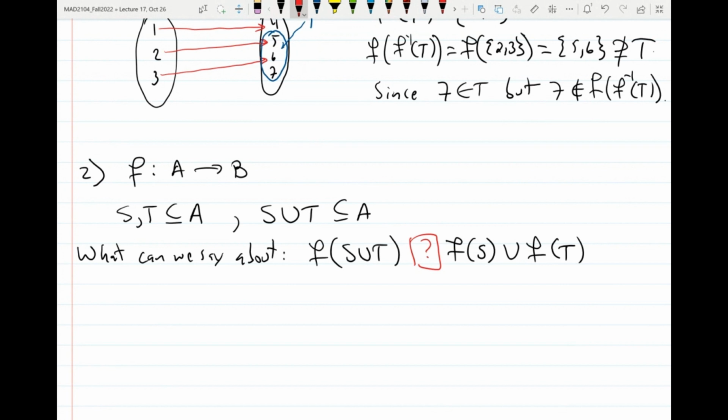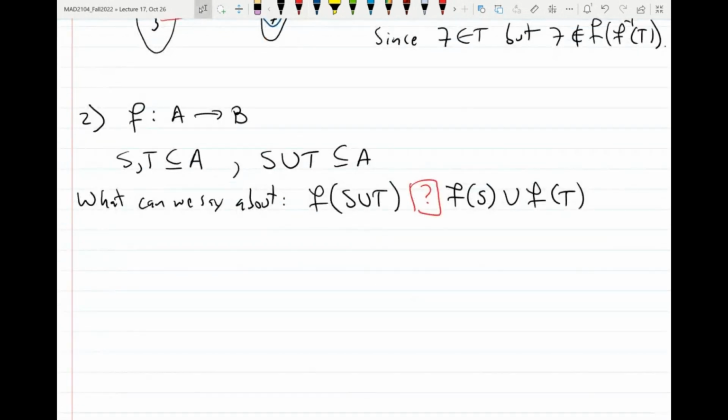What goes in the box? Do we get equality? Is it true that the image of the union is the union of the images? Or do we gain or do we lose something? What's going on here? Okay? And then we want to say a similar thing with respect to the inverse image, and then the same sort of question for intersections. Okay?